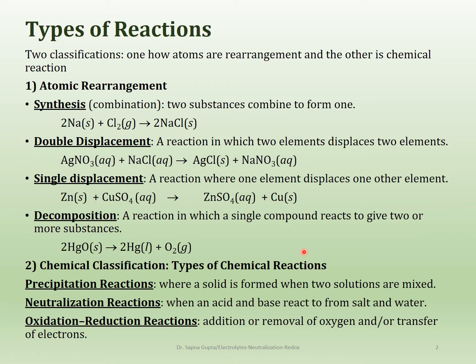In this chapter, we'll talk about the chemical reactions that are taking place, not in an atomic form, but in a chemical way. And the chemical reactions are classified into three: precipitation reactions, where a solid is formed; neutralization reaction, when an acid and a base will react to form salt and water; and then oxidation reduction reactions, in which case we talk about either the addition or removal of oxygen or transfer of electrons. So this is a chemical classification, and this is what we will focus on for the first part of this chapter.